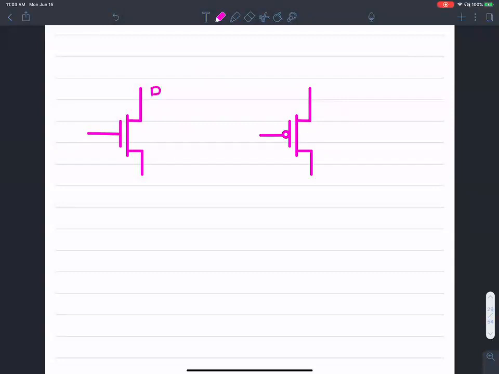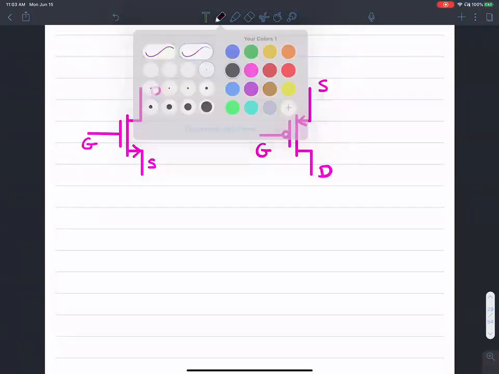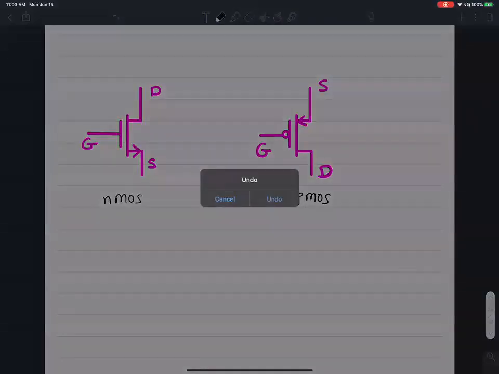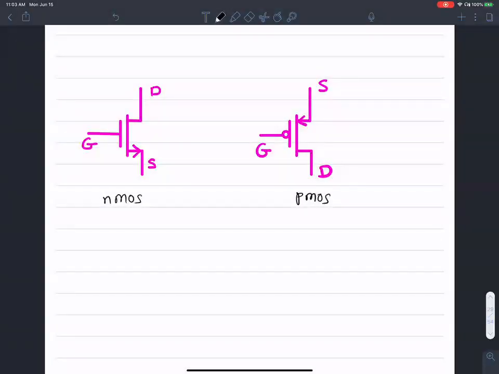The drain, the gate, the source. Source, drain, gate. Okay, so this is N-channel MOSFET. This is P-channel MOSFET. Okay, and I mentioned earlier, there is a reason why I like to draw the drain up for the NMOS transistor, but towards the south in the PMOS transistor, okay? So here is the idea.